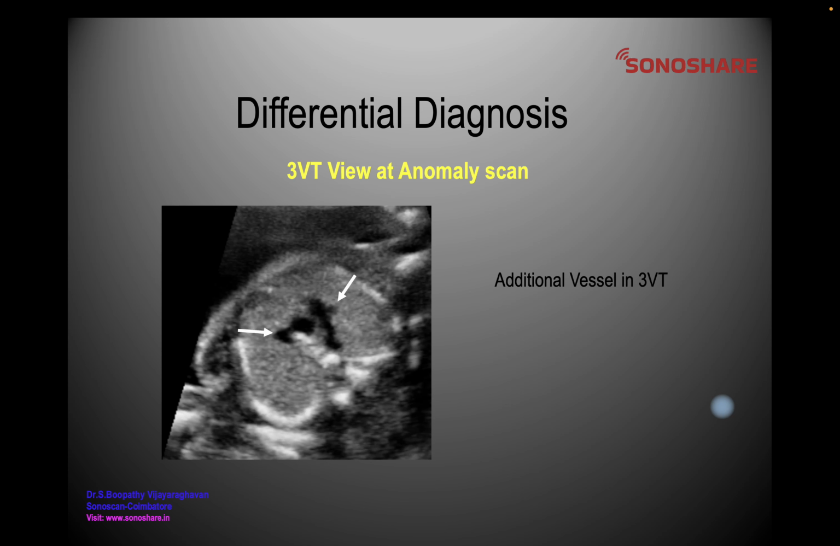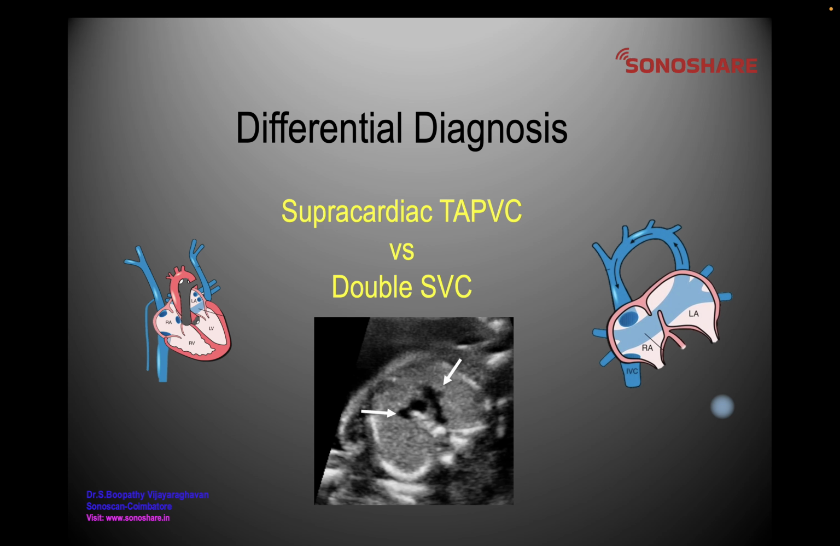vessel in the 3VT. So instead of the normal three vessels, you see a fourth vessel, which is seen. This appearance is seen in a supracardiac TAPVC and also in double superior vena cava. So how to do the differential diagnosis of these two conditions of supracardiac TAPVC versus double SVC?